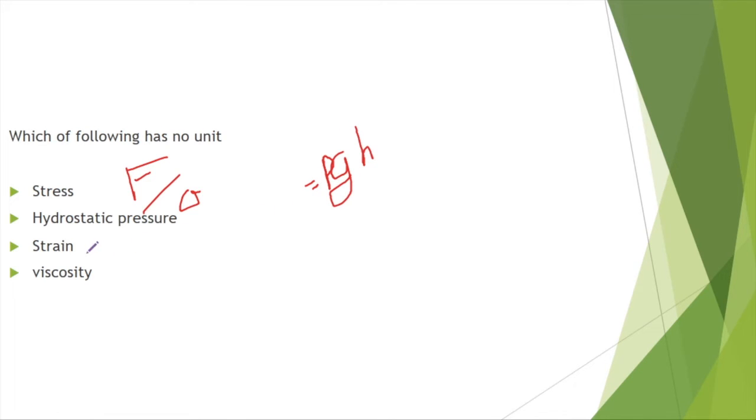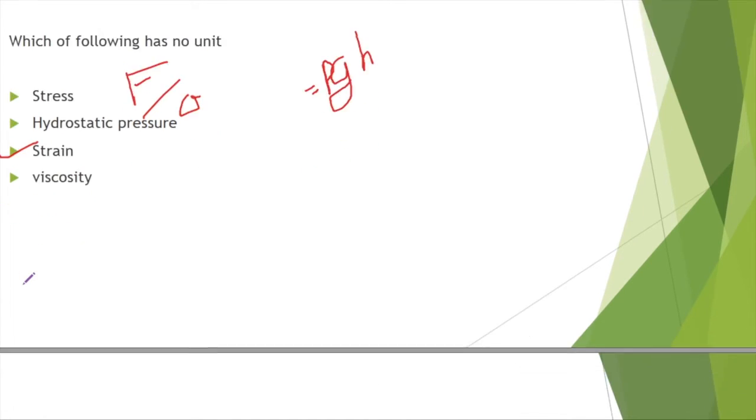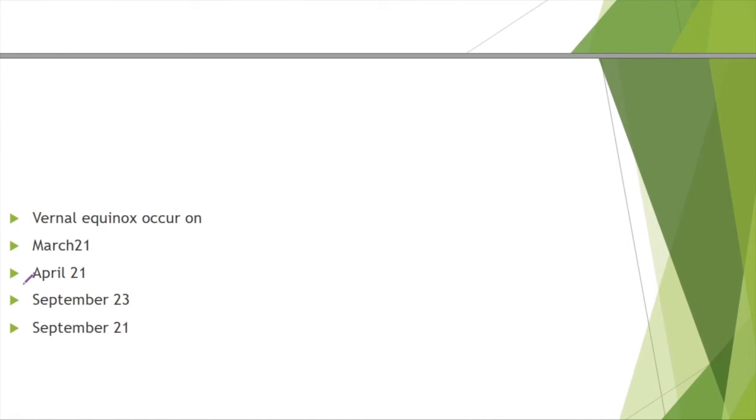Now strain. Strain is something which has no unit because it is the ratio of change in length by original length. The numerator and denominator both have the same unit, meter, so it has no unit. The fourth one is viscosity, a resistance to flow, so it also has a unit. So the right answer is strain. Now moving to the next question.